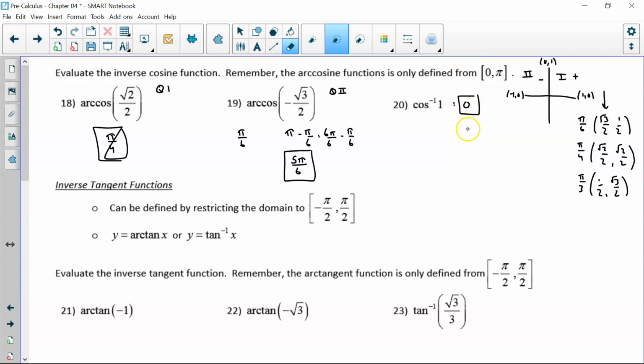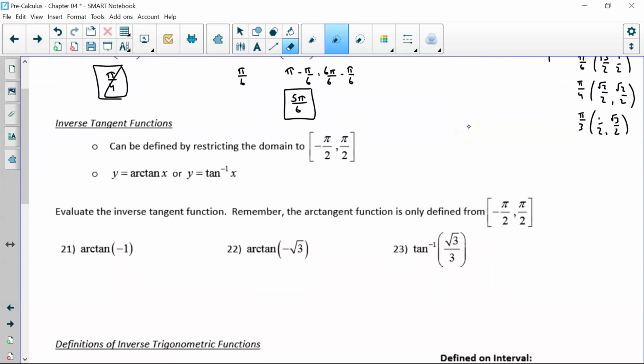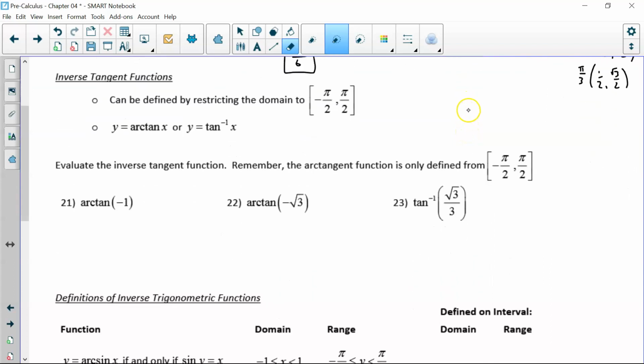Now, finally, for our inverse tangents. For our inverse tangents, once again, we already had the asymptotes set up for us for tangent from negative pi over 2 to positive pi over 2. And we're just looking at that. We're just going to restrict ourselves anyway from negative pi over 2 to positive pi over 2. For tangent and for arctangent, we're in quadrants 1 and 4. Quadrant 1 if it's positive, quadrant 4 if it's negative.